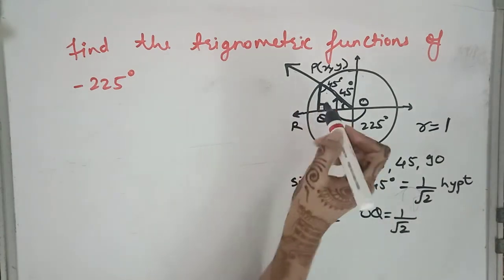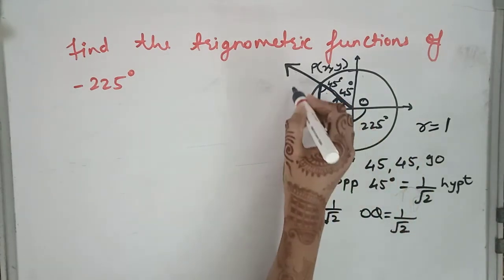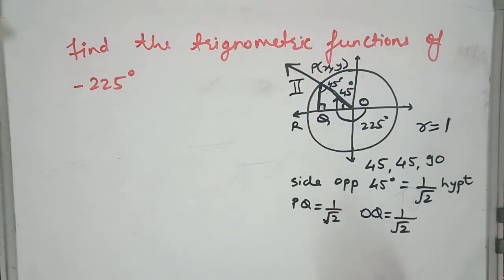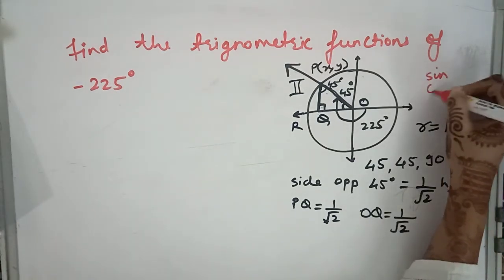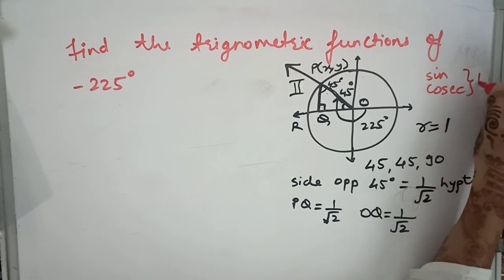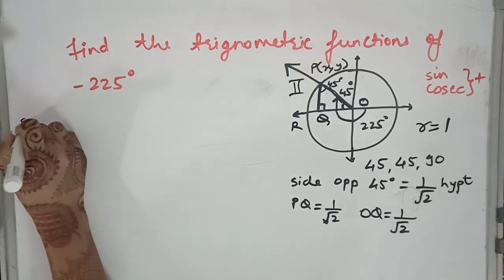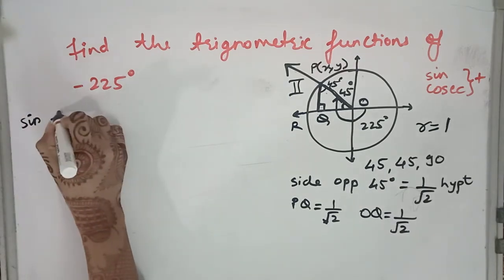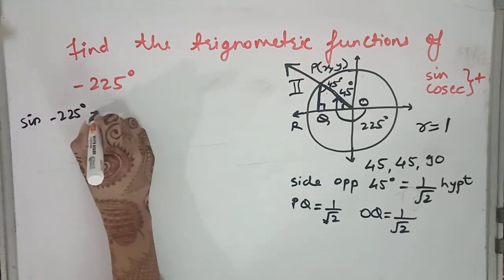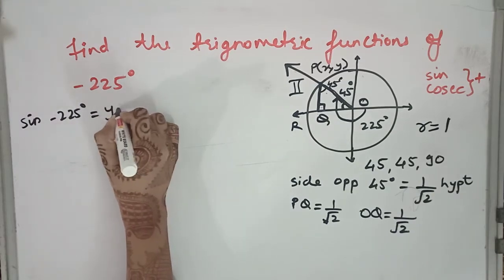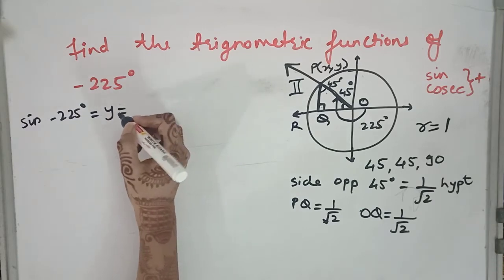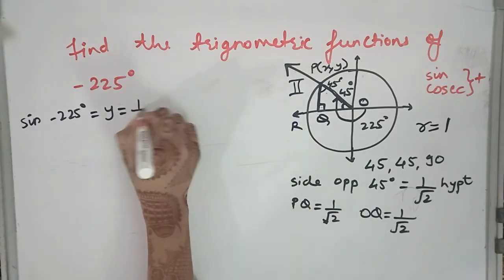Now we can see our angle is in the second quadrant. In the second quadrant, sine and cosec are positive, all others are negative. Sine and cosec both are positive, while all the other ratios are negative. So first we'll find sine of minus 225 degrees, which will be equal to y. So sine will be y. The y coordinate over here is 1 upon root 2.